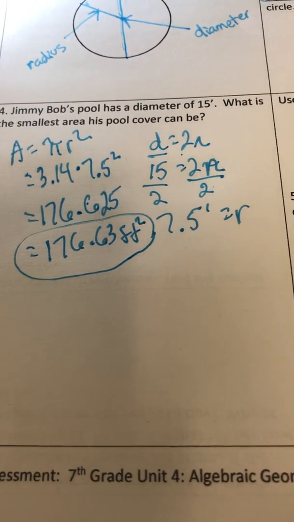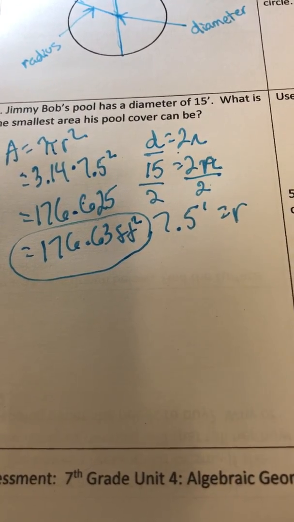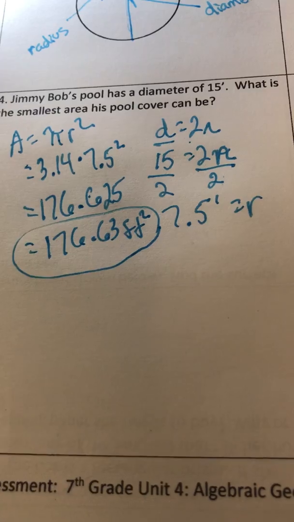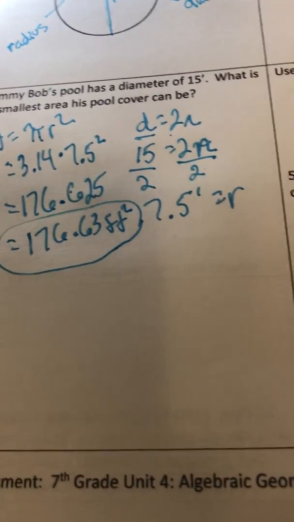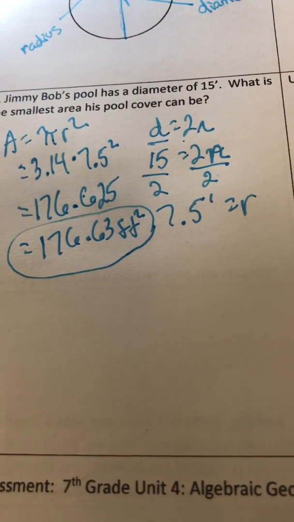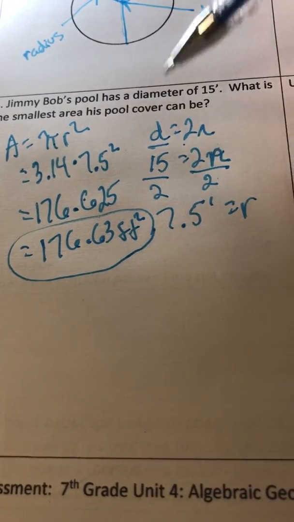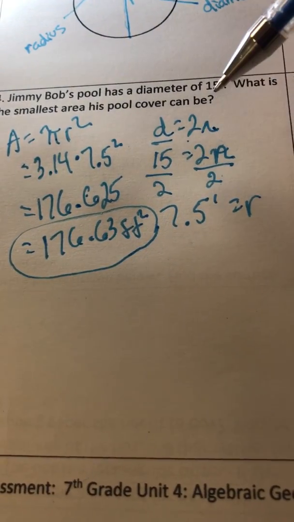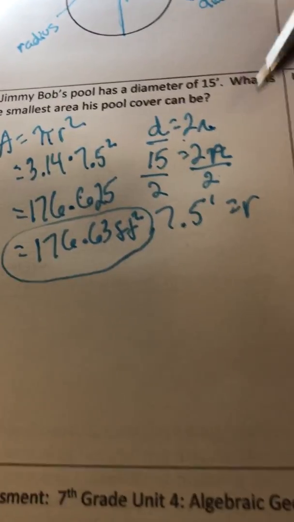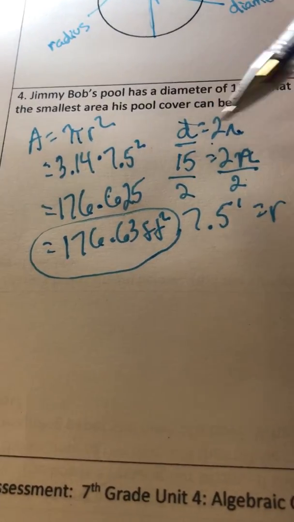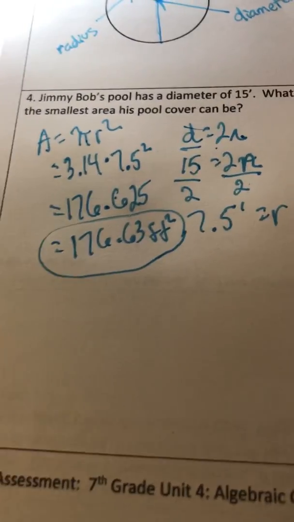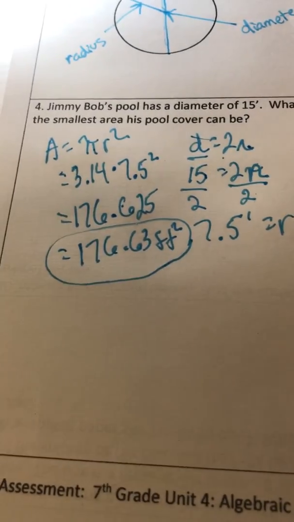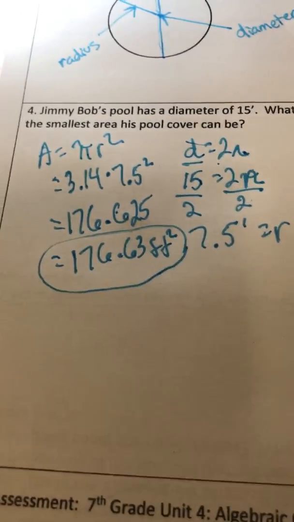Yes? What if we don't round to 3? If you don't round to 2 decimal places, is that okay? Yeah, that's fine. And to find the radius, all I did was 15 divided by 2. That's fine. If you didn't show me this part, but you just took 15 divided by 2, that's fine.